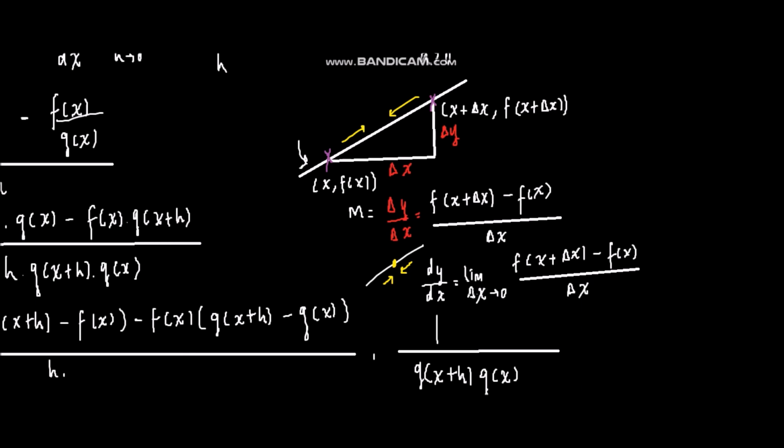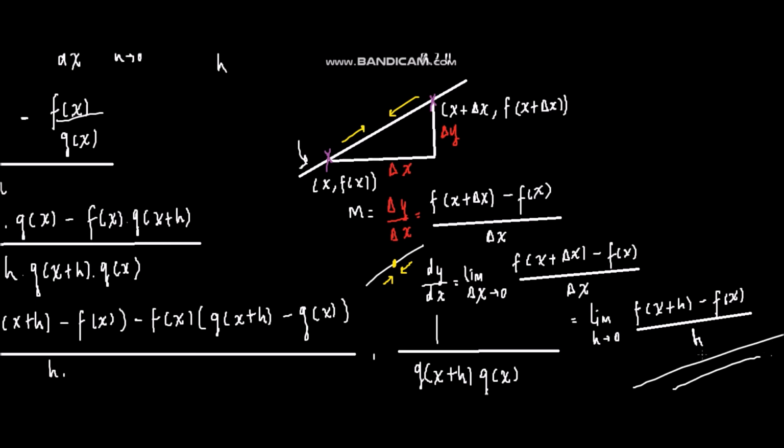So if you replace this with h or a or anything really, then we're going to have the limit as h goes to 0 of f of x plus h minus f of x over h. And that's the definition of a derivative using limits. Sorry, of a derivative, not a limit. So this is the fundamental definition or concept of a derivative using limits.